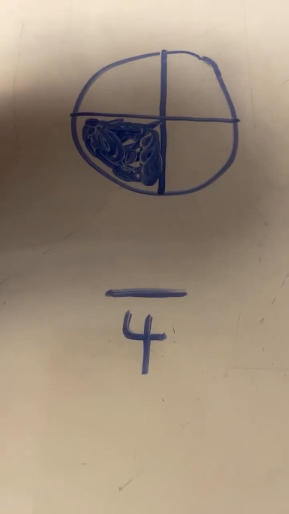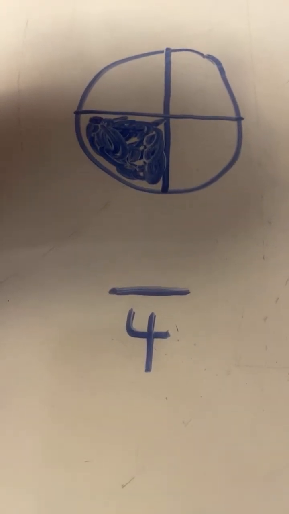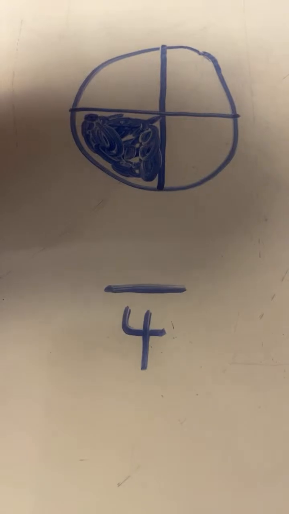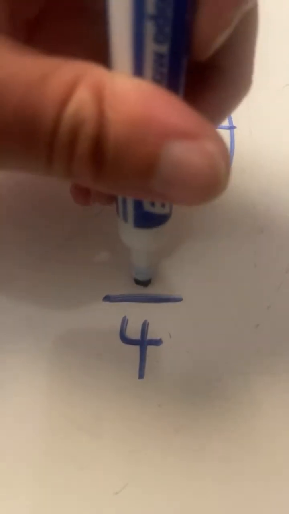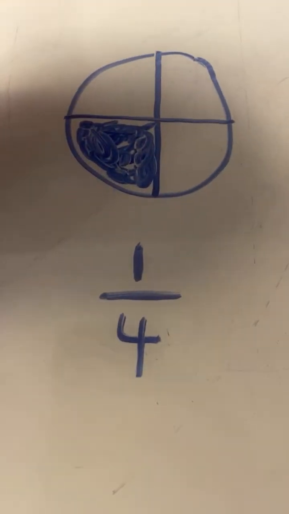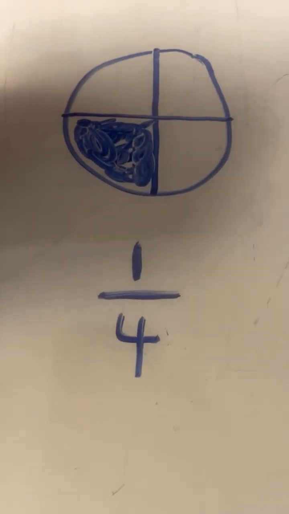Next, I'm going to find the numerator. So for the numerator, I'm just counting the pieces that are shaded. 1, so 1 piece is shaded. So the fraction that this shape represents is 1/4.